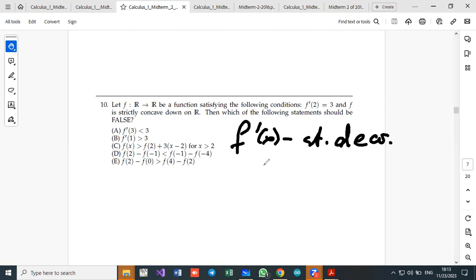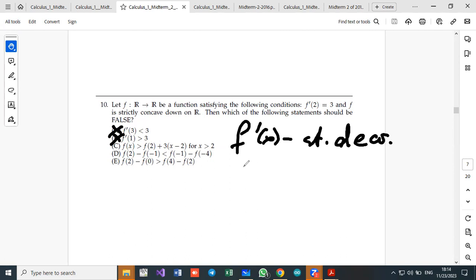Okay, f prime x is strictly decreasing. Strictly decreasing, so we should find the false one. F prime 2 is 3, f prime 3 is less than 3. Of course, it is true, so it can't be false. F prime 1 is bigger than 3, since it is a decreasing function, yes, so that can't be false. And C, D, E, let's discuss collectively.